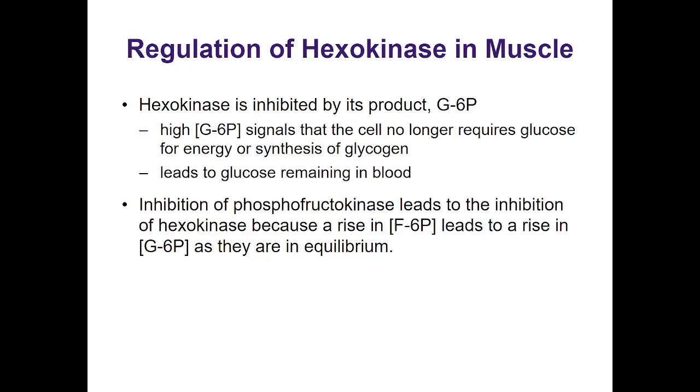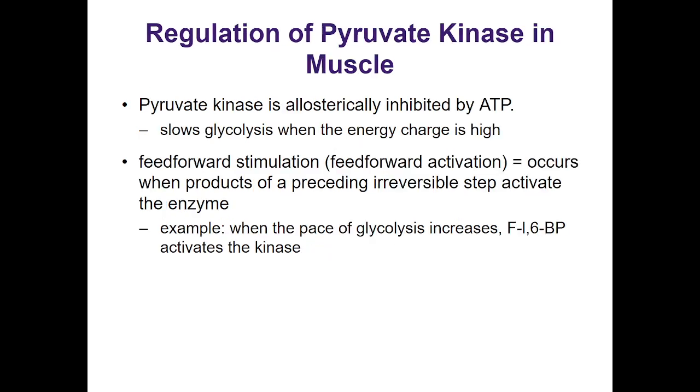So the hexokinase is going to be inhibited by its product, which is G6P. The concentration of G6P signals that the cell no longer requires glucose for energy or the synthesis of glycogen. This is going to lead to your glucose remaining in the blood. The inhibition of the phosphofructokinase is going to lead to the inhibition of the hexokinase because a rise in F6P leads to a rise in G6P, as they are in equilibrium. The pyruvate kinase is going to be allosterically inhibited by ATP. This slows glycolysis when energy charge is high.